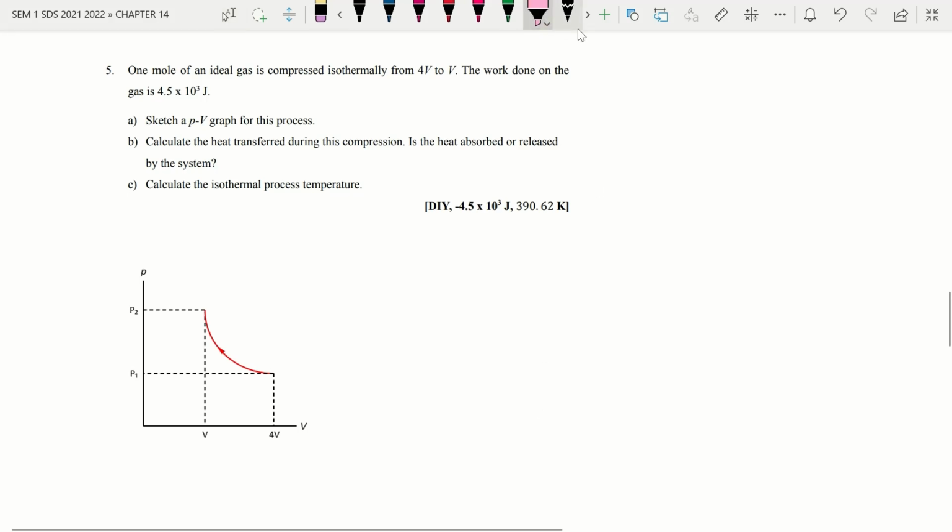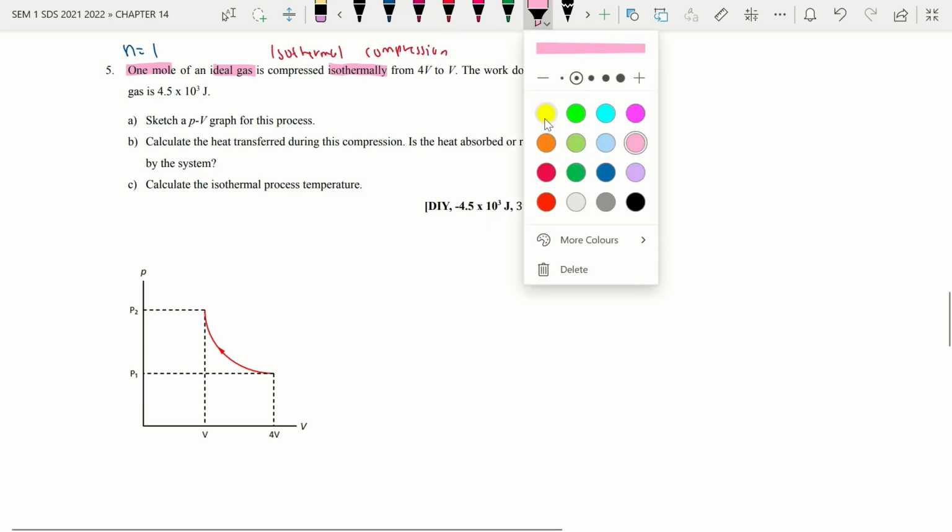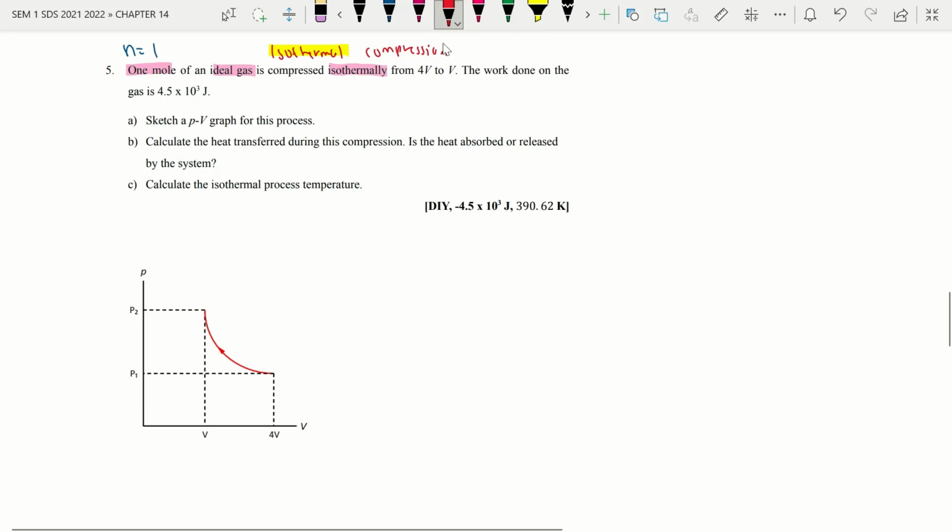One mole of an ideal gas, so N equals 1, is compressed isothermally. So this is isothermal compression. And remember, isothermal means constant temperature.